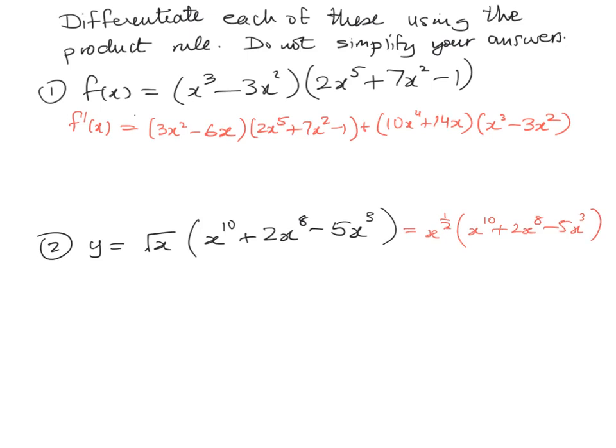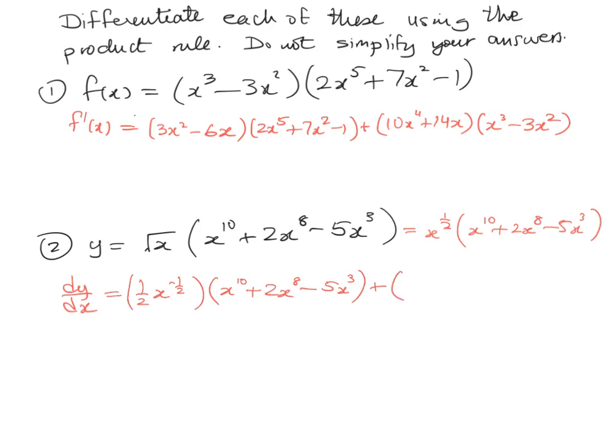The product rule says that when I find the derivative, which is called dy dx, I take the derivative of the first function, the derivative of x to the 1/2. So it's 1/2 x to the negative 1/2. That's the derivative of the first function times the second one left alone. So times x to the 10th plus 2x to the 8th minus 5x cubed left alone, plus, now I take the derivative of the second function, which is this one.